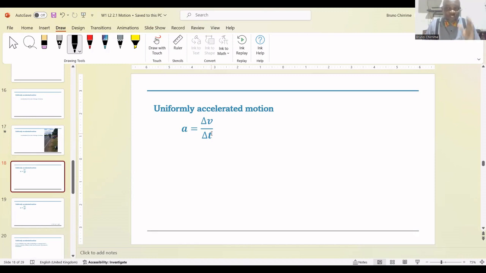That's what we call uniformly accelerated motion. That is why our graph that we drew earlier was a straight line. So remember, we can always mention uniformly as related to a straight line in these graphs. So now, because we know that acceleration is delta v over delta t, what is delta v exactly?